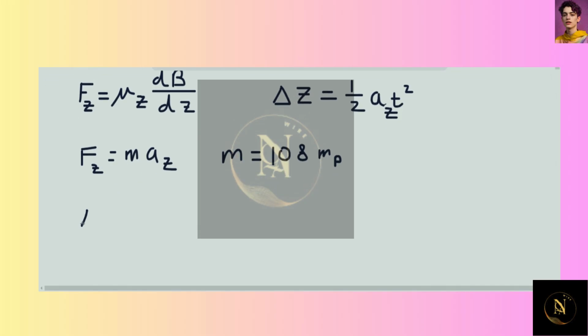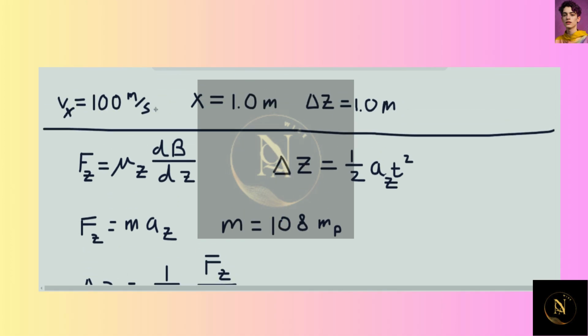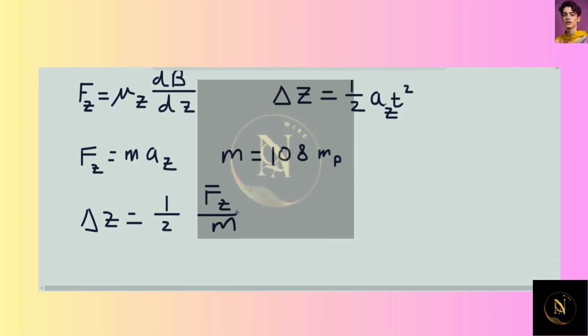So now we have delta z equal to 1/2 times F sub z over m times the time squared. What's the time? We know what the time is because we know how fast it's going through this 1 meter distance. Since velocity is distance divided by time, time is distance divided by velocity. So this is x over v sub x, squared.